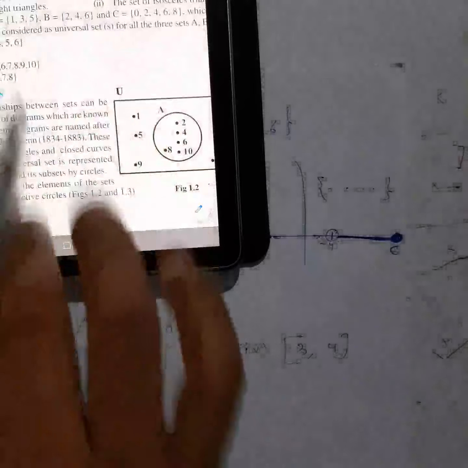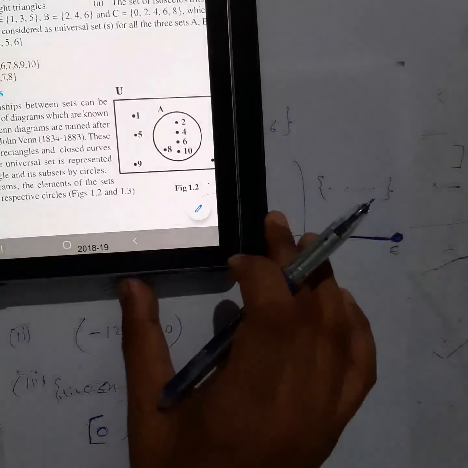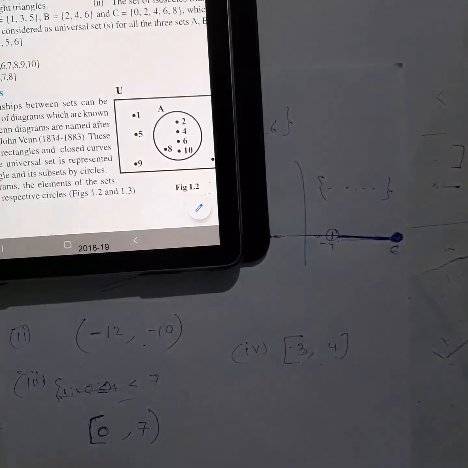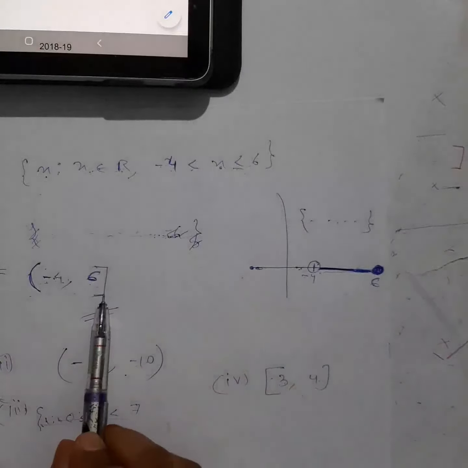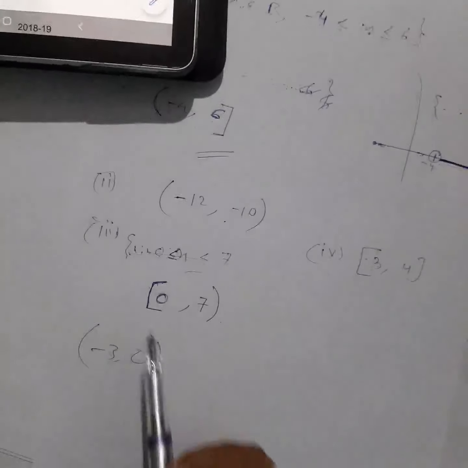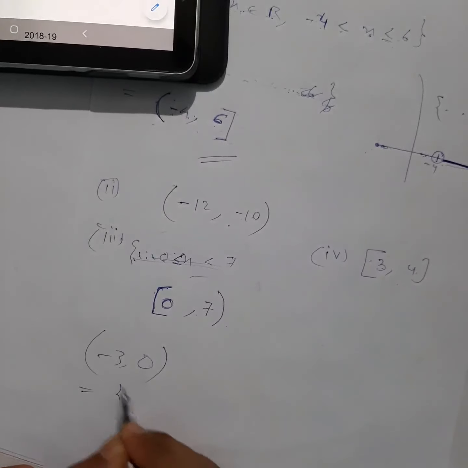Okay, number 7, write the following interval in set builder form. So this time you have to write in set builder form. In the previous question they gave set builder form and asked you to write the interval. This time the interval is given, you have to write in set builder form. So how will you write set builder form?